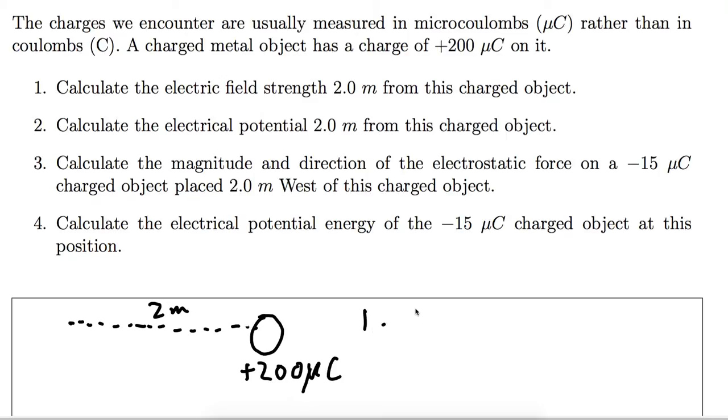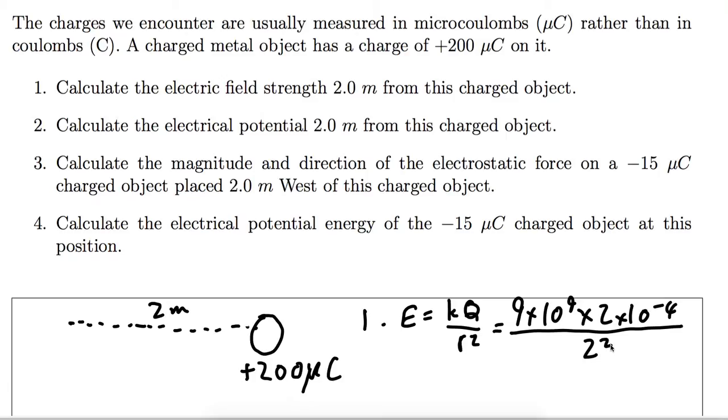So we've got the equation E equals KQ, where there's just the one charge, we'll use a capital Q, over R squared, equals 9 by 10 to the 9 times 2 by 10 to the minus 4 over 2 squared, equals 4.5 by 10 to the 5 newtons per coulomb. So even at these microcoulomb scales, it's still on the order of hundreds of thousands of newtons per coulomb, 10 to the 5.